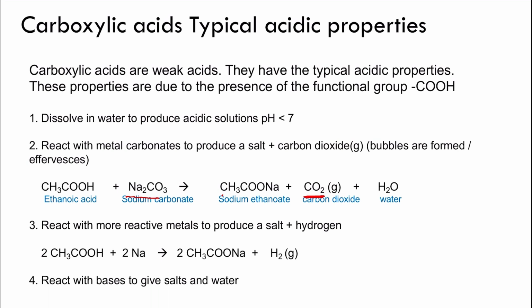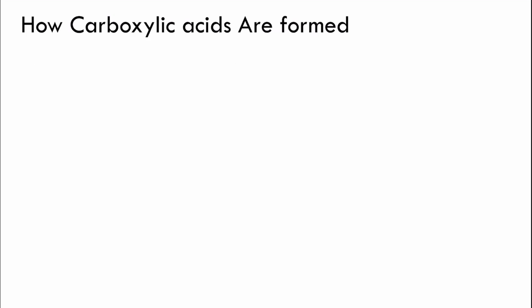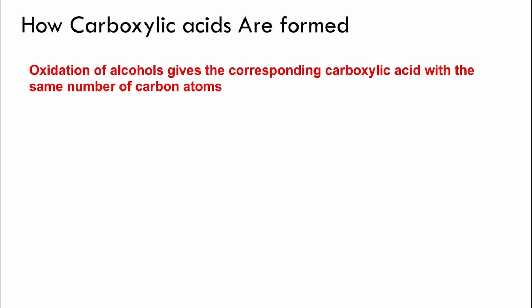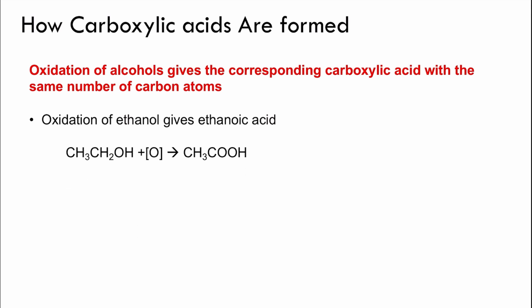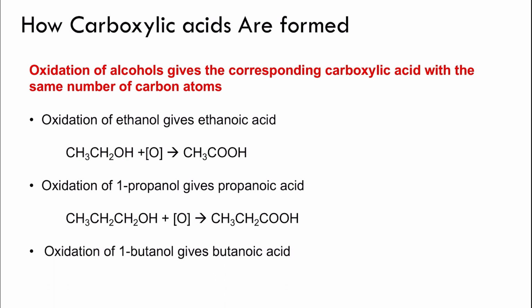And finally, because they are acids, they will react with bases to give you salt and water. So the main source of the acidic properties is the carboxyl group. This hydrogen is acidic. So how are carboxylic acids formed? We learned about the oxidation of alcohols. So they come from alcohols. Oxidation of alcohols will give you the corresponding carboxylic acid with the same number of carbon atoms. So oxidation of ethanol will give you ethanoic acid, and oxidation of 1-propanol will give you propanoic acid. Oxidation of 1-butanol will give you butanoic acid.